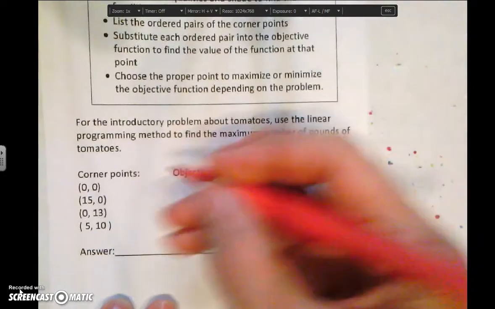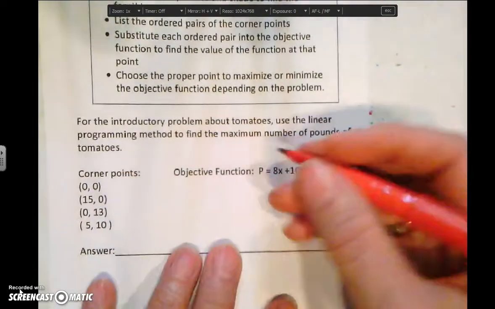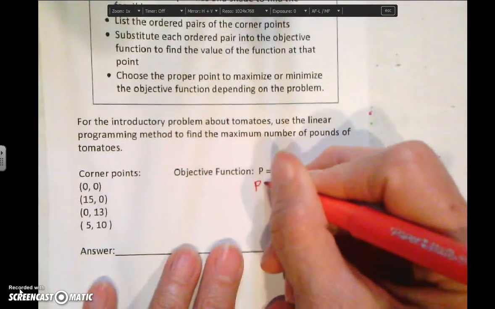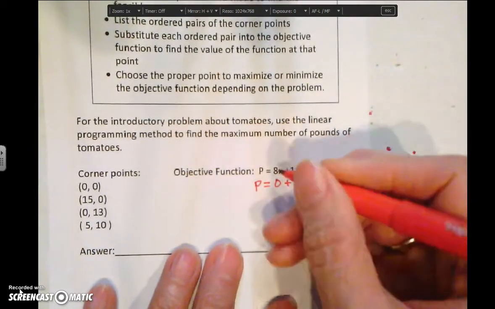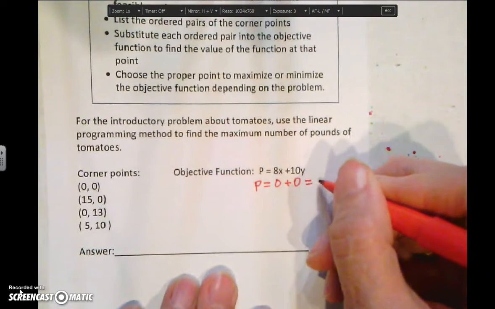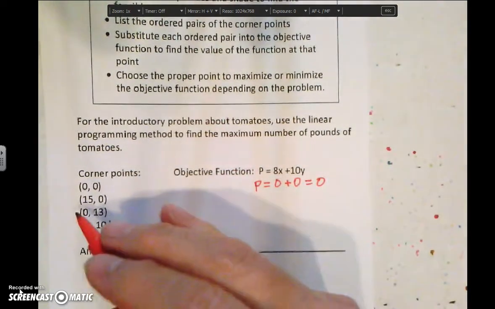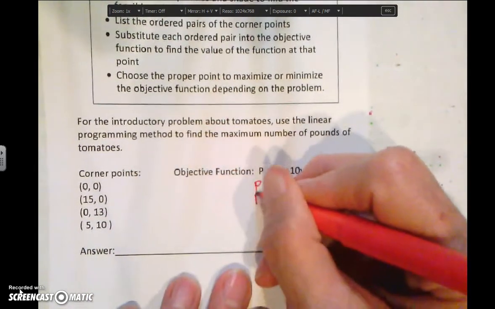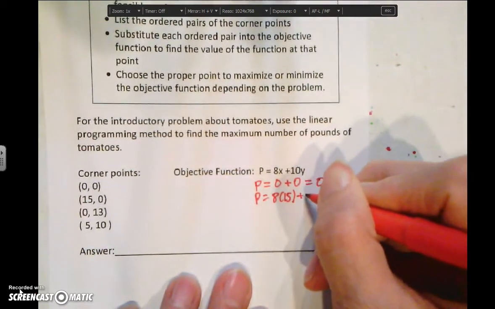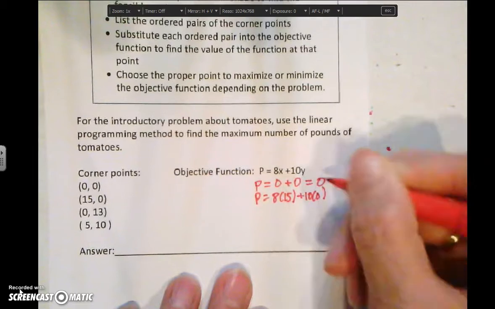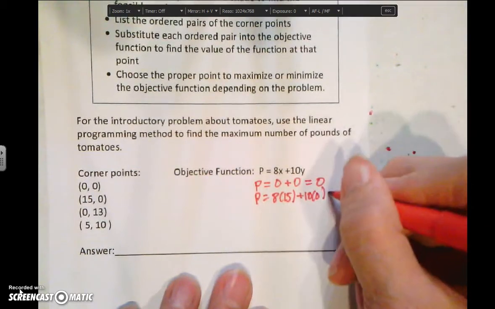So put a 0 in for x and y. So I'm going to have that p is equal to 8 times 0. That's 0. 10 times 0 is 0. And so that is going to be 0. Then for 15, 0, my p is going to be equal to 8 times 15 plus 10 times 0. So that's going to be 120.